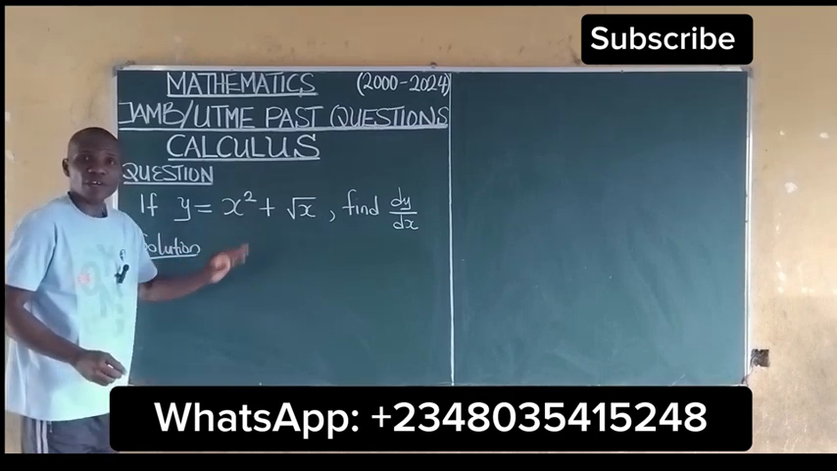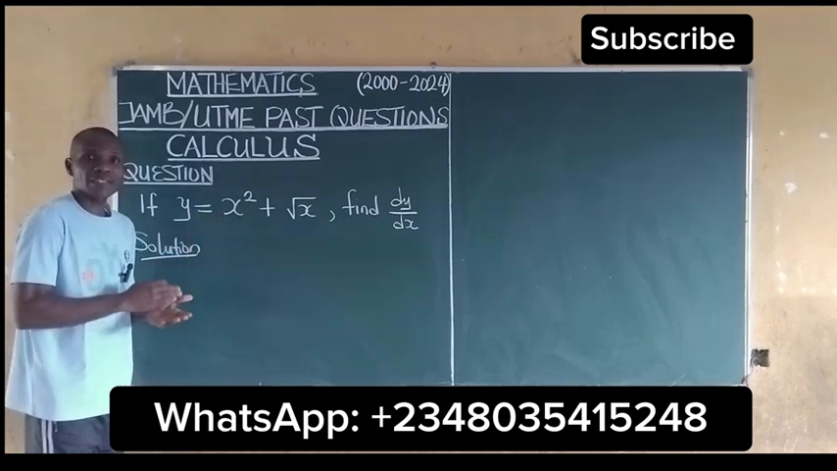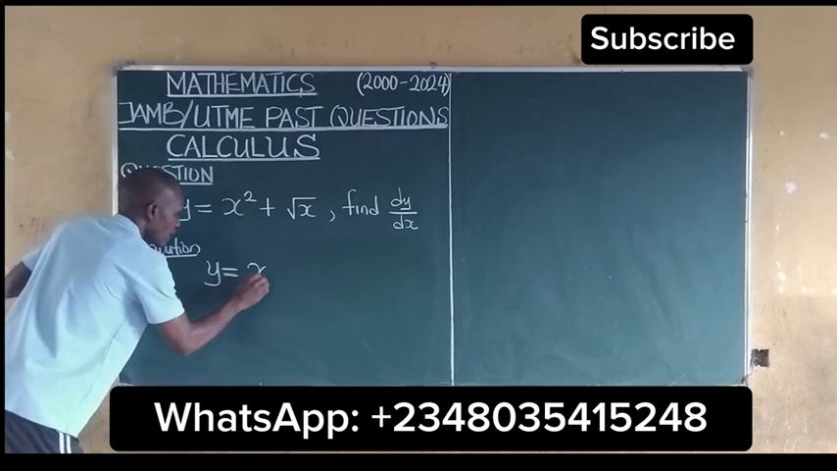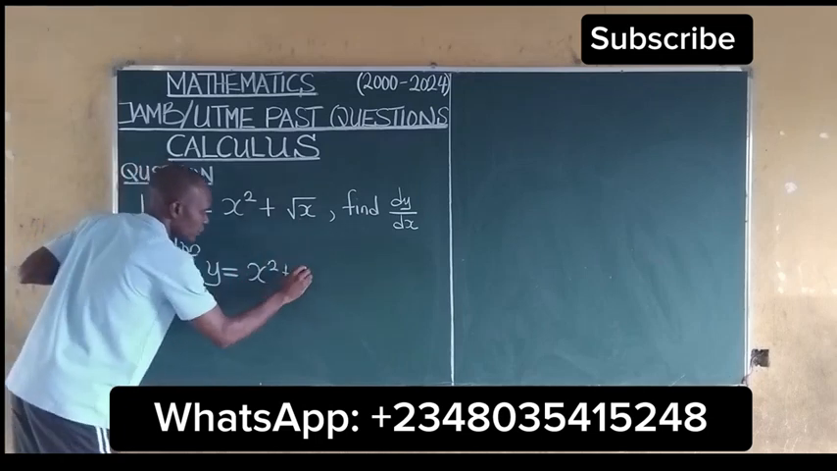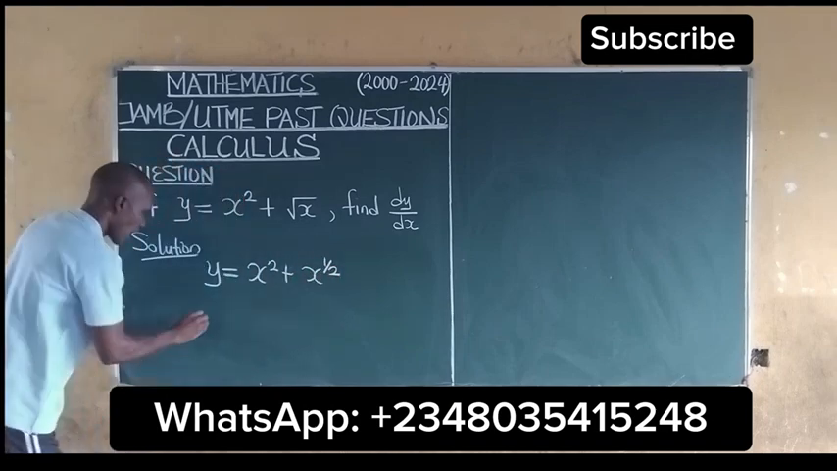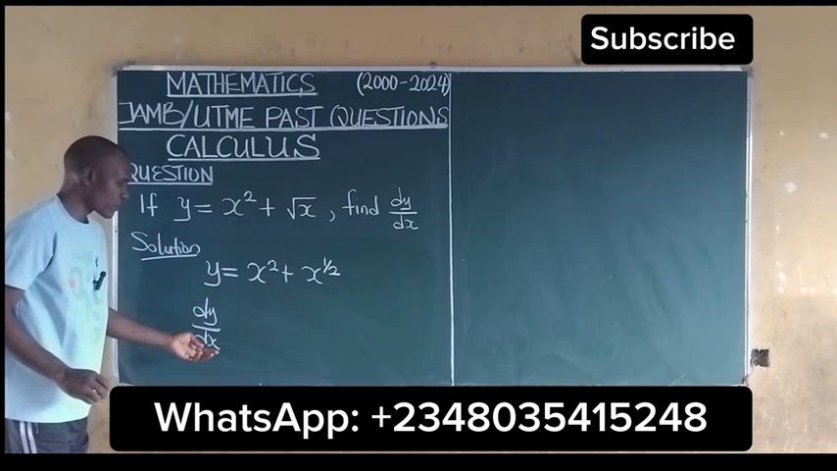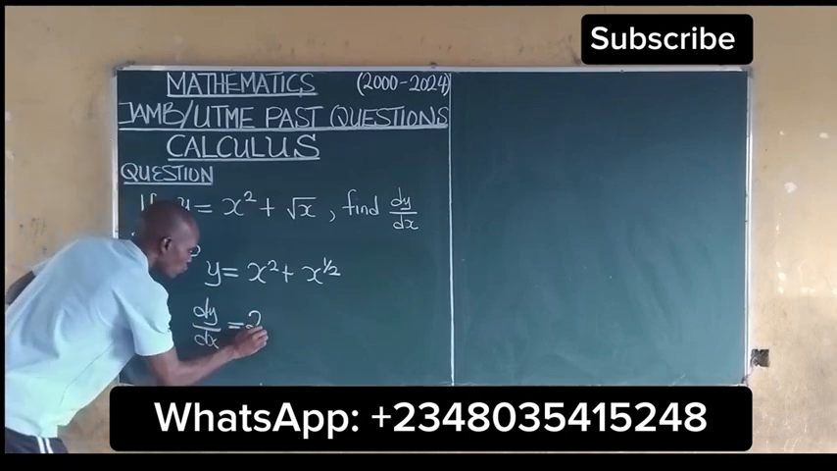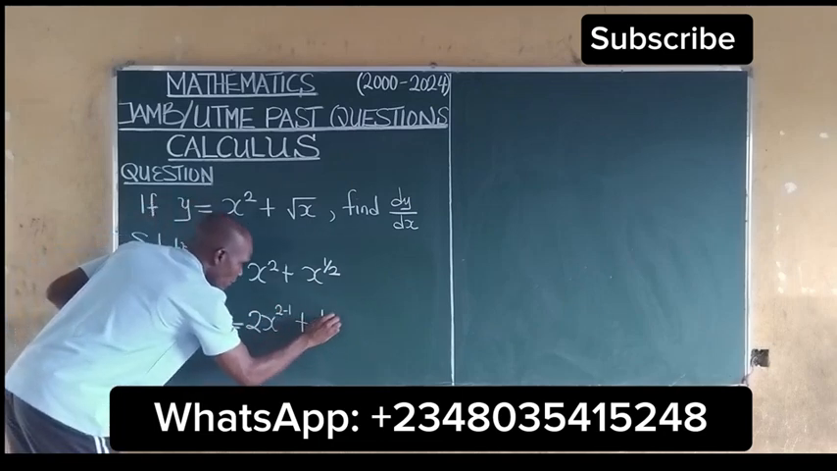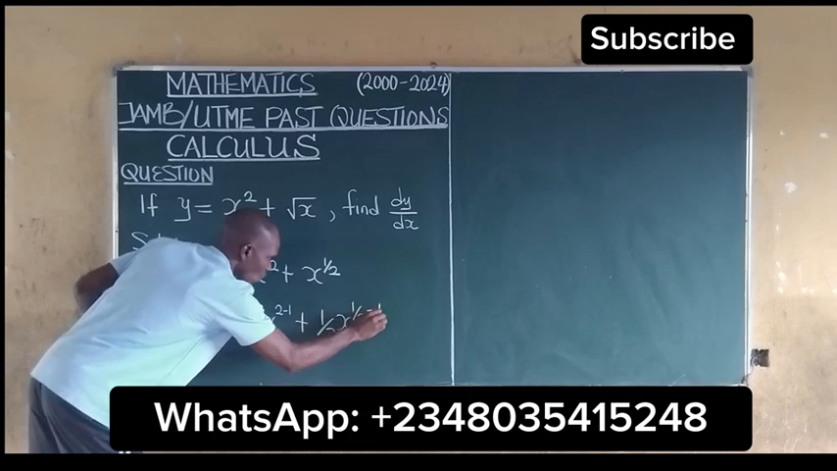To solve this, the first thing to do is to rewrite y in such a way that we can take the derivative easily. So y can be written as x squared plus, from indices, we can rewrite this as x raised to the power of 1 over 2. Now, we can find dy/dx. That means we can differentiate this function with respect to x, which will give us 2x raised to the power of 2 minus 1, plus 1 over 2 x raised to the power of 1 over 2 minus 1.